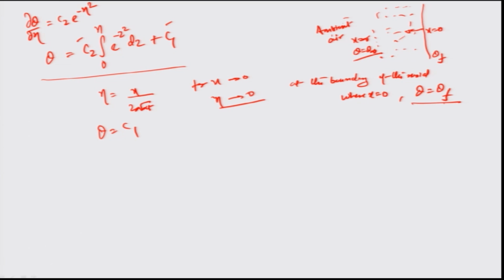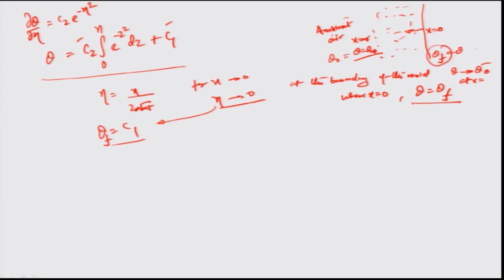which would be all round this particular mold. So theta equals theta f here, and the other condition is that for a large amount of time theta would tend to be equal to theta 0 at x equal to infinity, meaning that it is equal to the room temperature. Obviously it is a very large distance away, so it should be equal to the ambient temperature. So this is theta 0. Now let us evaluate: theta f becomes equal to c1 corresponding to eta equal to 0 at this particular face.